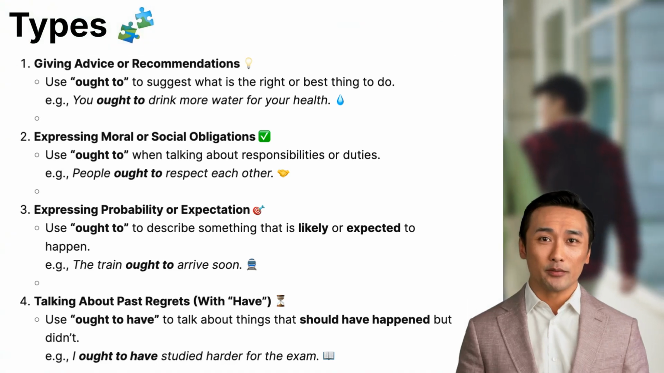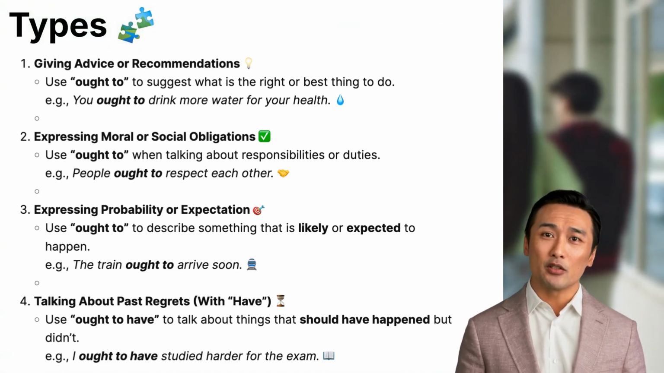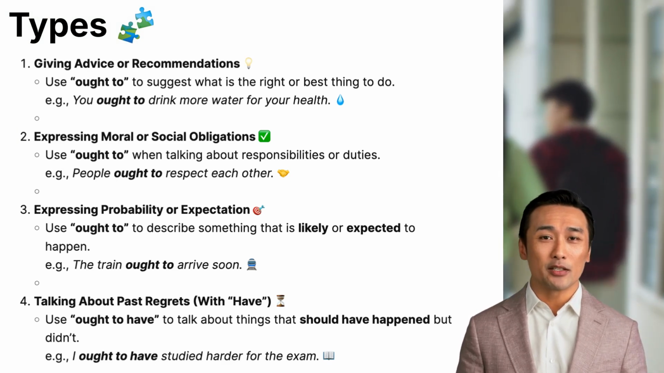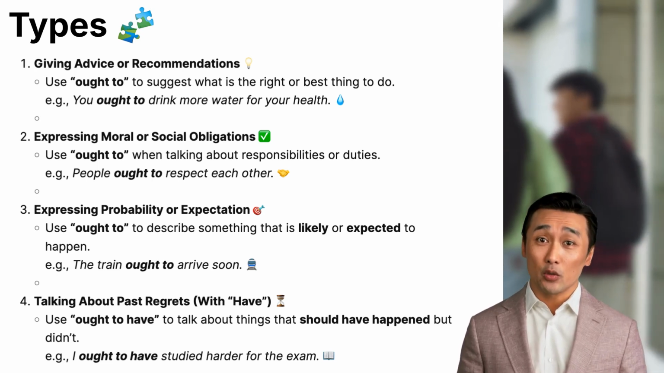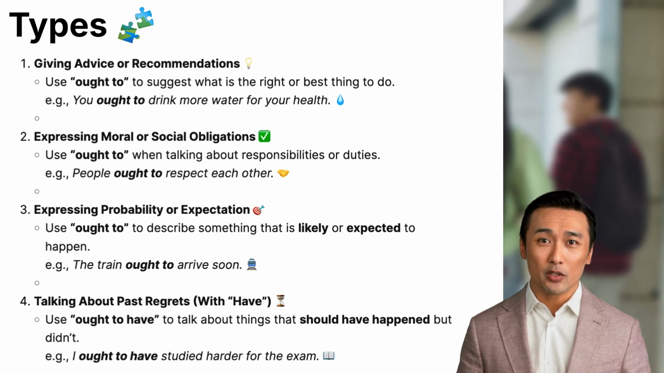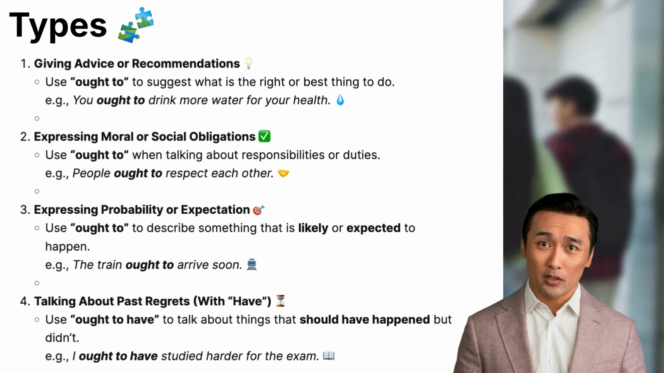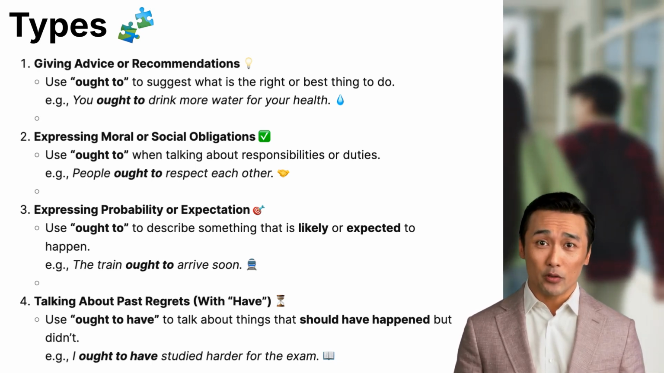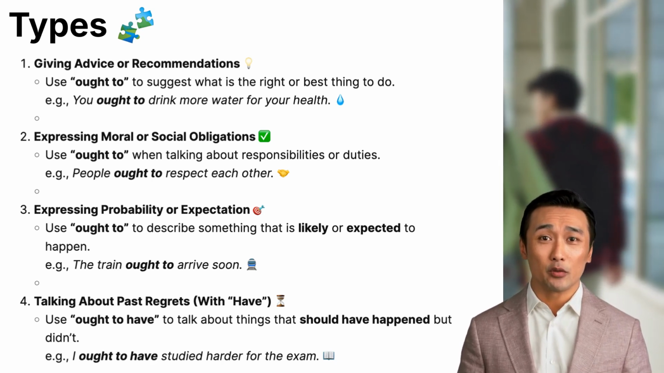In this section, we'll explore 4 common ways to use ought to with clear explanations and examples. Let's get started. 1. Giving advice or recommendations. Use ought to when suggesting what is the right or best thing to do. It is a polite way to give advice or encouragement. Example: you ought to drink more water for your health. This means drinking water is a good choice and is beneficial for health.